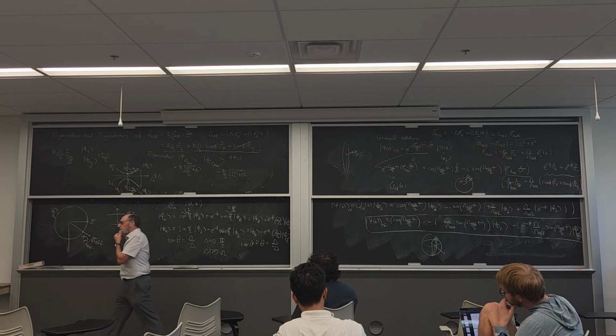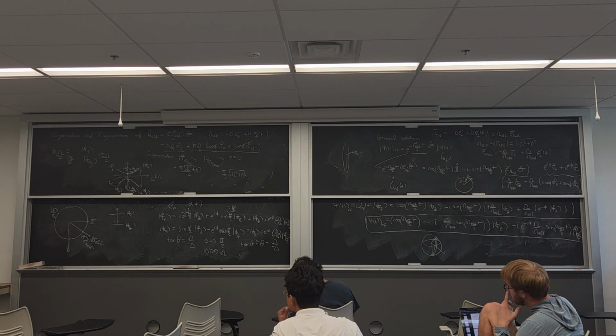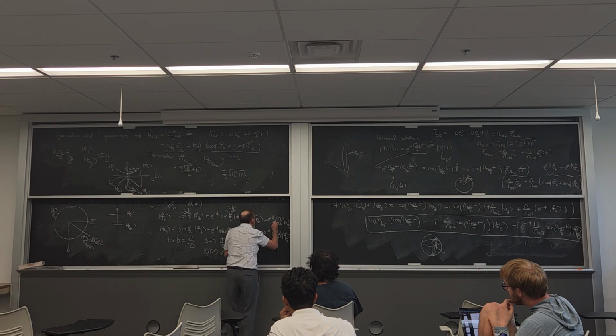Why is it a plus on the spin up? Because sine of theta over 2 becomes omega over negative delta. Yeah, I'm sorry, this should be over minus delta.